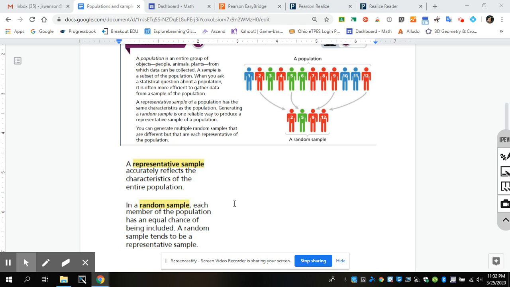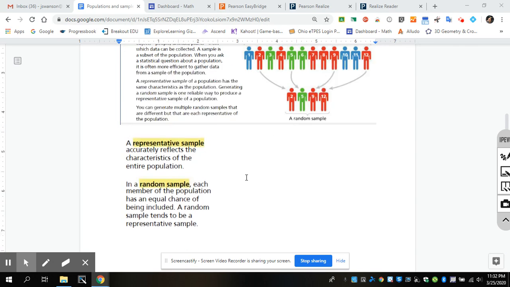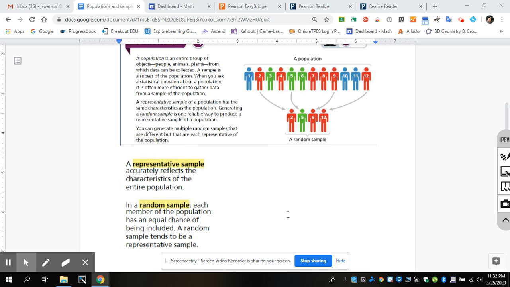So we've got some vocabulary here. Random. Usually you would like to get a random sample. That is usually a good representative sample. Not always, though. So the key here is to look at this population and understand that you are going to be using proportions on this.